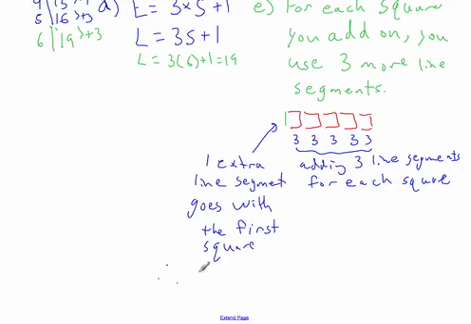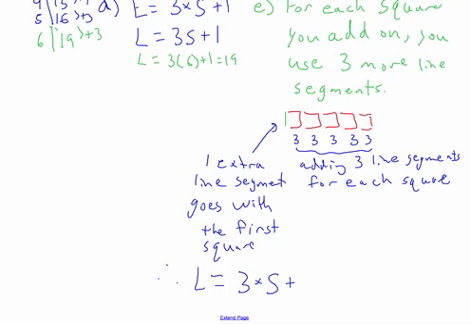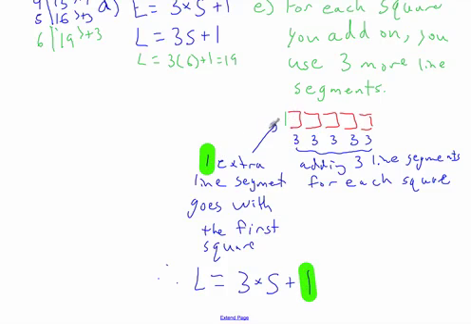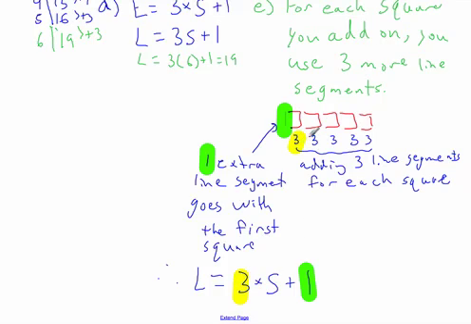Therefore, the number of line segments equals 3 times the number of squares plus 1. You can even use a highlighter and show, oops, I better fix my mistake there. That's 3s plus 1. We can use our highlighter to show that, I'm going to highlight that green, just like I used over there. I'll show that that 1 extra line segment comes from there, and our 3, well, I'll use yellow, 3 comes from the 3 line segments that you're adding each time.